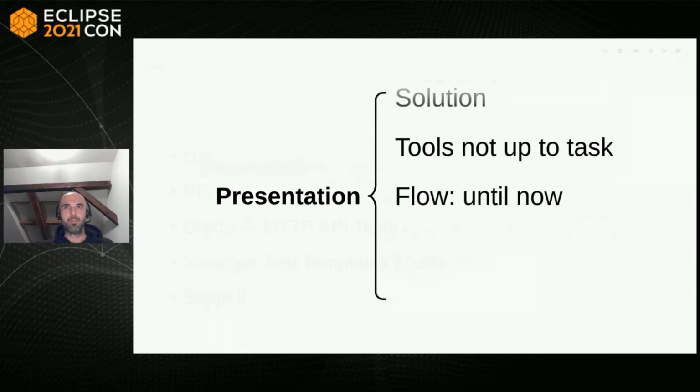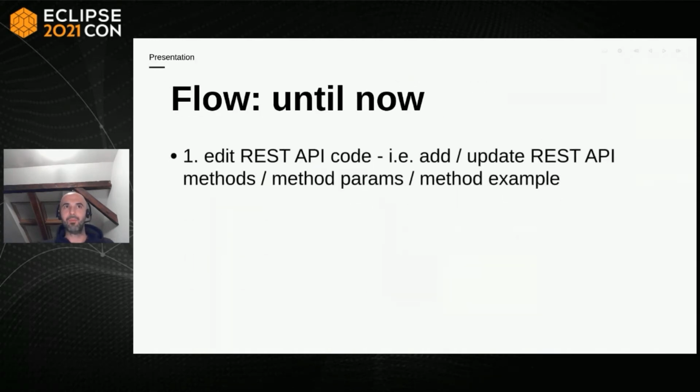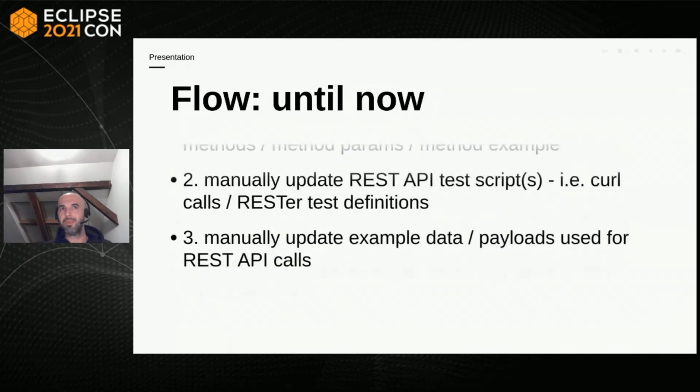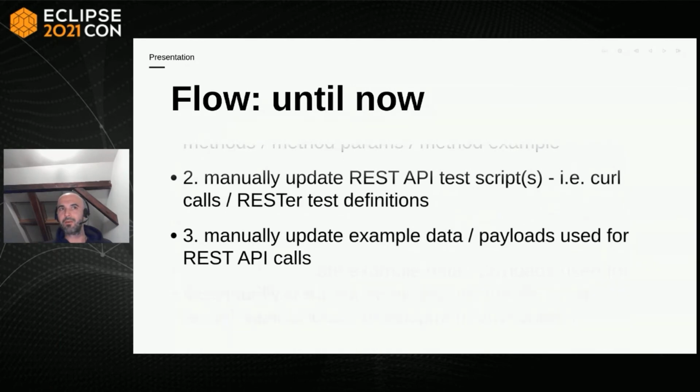So let's just quickly mention the flow that I wanted to upgrade. Until now, you basically edited the REST API code. You either added or updated the REST API method params and method example. You then had to manually update REST API test scripts, for example curl calls or REST test definitions, or the definitions in one of the other frameworks, but you had to manually do that step. Then manually update the example data payloads used for those REST API calls.